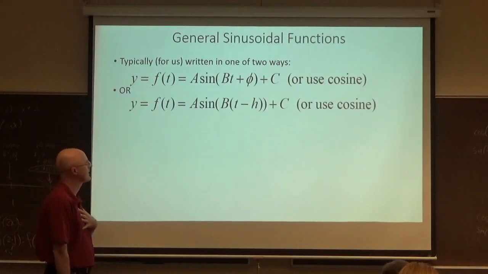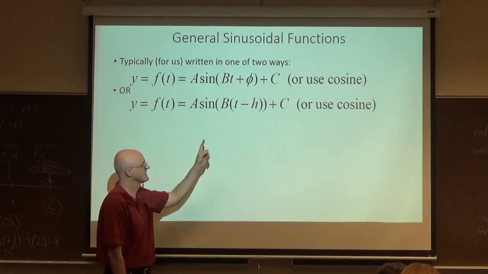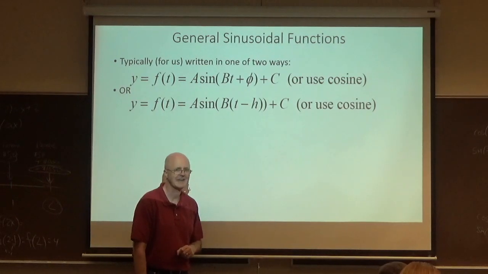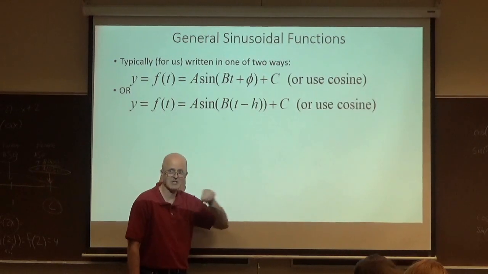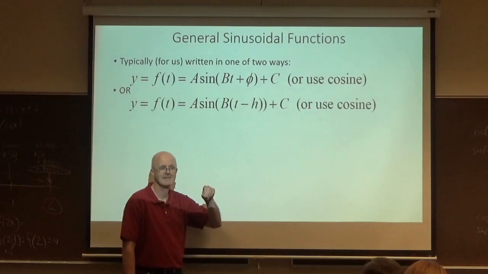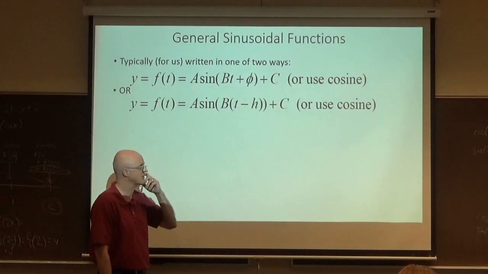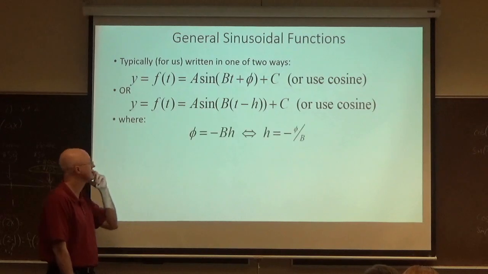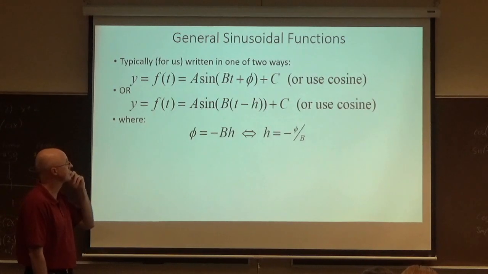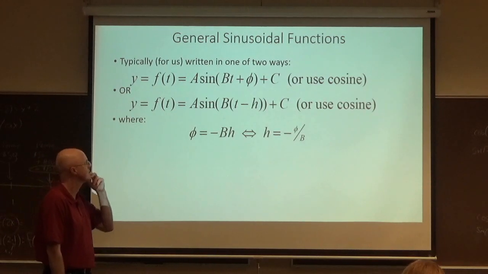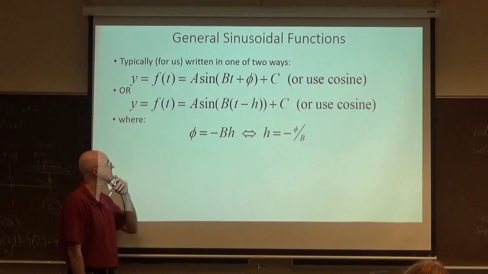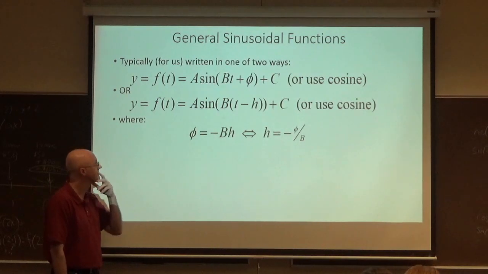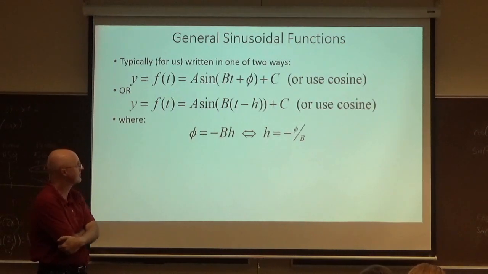Or we might write it this way, which is a little easier to understand in terms of horizontal translations, but it's written the first way as well. There's a connection. Phi equals negative b times h. In other words, h equals negative phi over b. These letters have meaning.